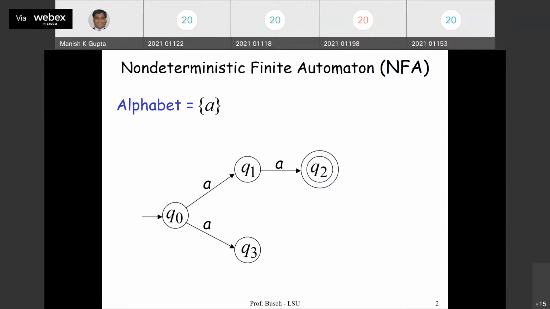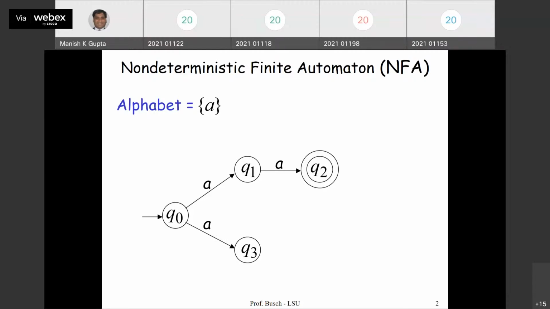Non-deterministic finite automata. So our alphabet is the singleton a. And look at this picture. We have a start state and an accepting state. At this start state, after receiving input a, I have two choices. Either I go to state Q3 or I go to state Q1. This is the non-deterministic choice for us. So what should we do? Any thinking?